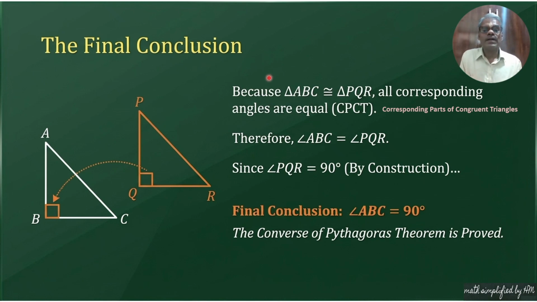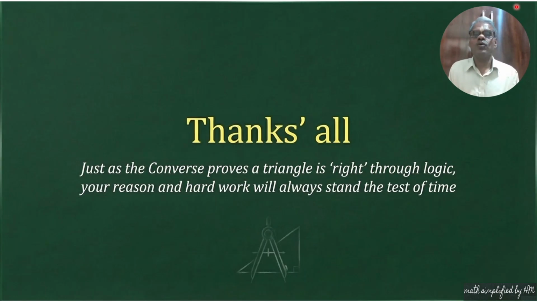Now final conclusion, because triangle ABC is congruent to triangle PQR, all corresponding angles are equal because corresponding parts of congruent triangles are equal. Therefore, angle ABC is equal to angle PQR. Since angle PQR is equal to 90 degree by our construction, angle ABC is equal to 90 degree. The converse of the Pythagoras theorem proved. And that's how we logically prove the converse.